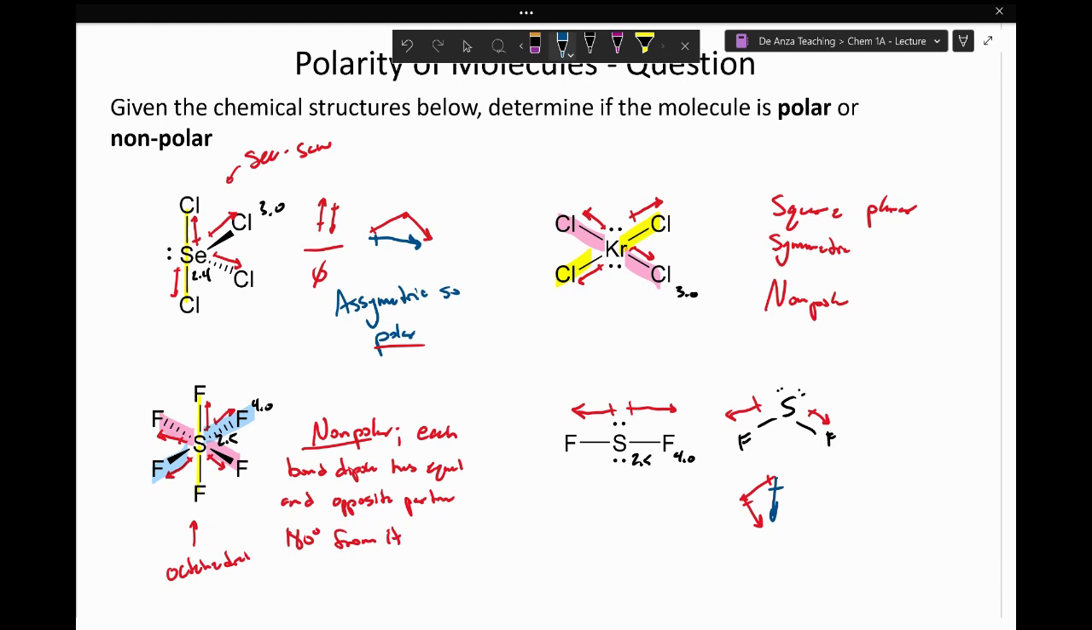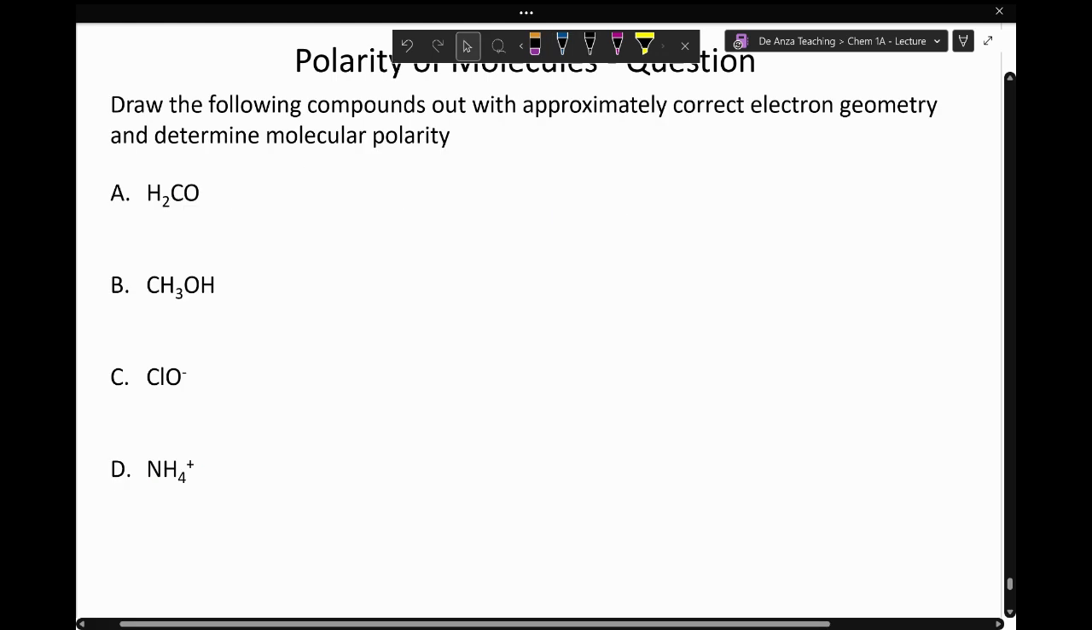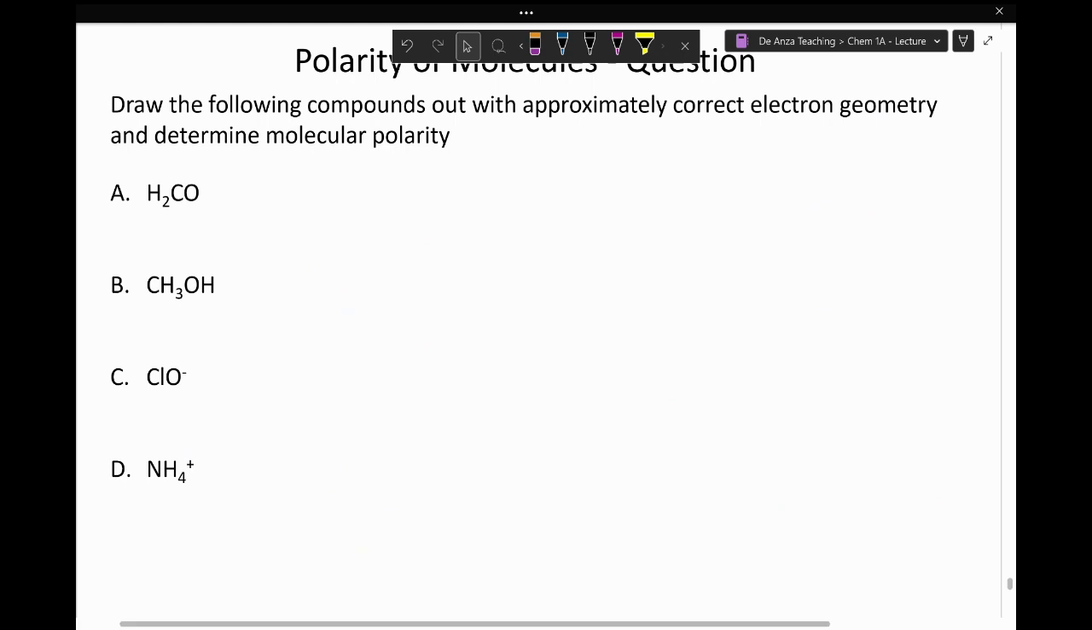Okay? And so the last question I have for you that relates to this polarity is this one right here. And so what I'm asking you to do is draw the following compounds out, draw them with correct electron geometry, and then determine the molecular polarity. So pause the video here, draw each of these out, and then we'll come back and draw these up. All right. So welcome back.